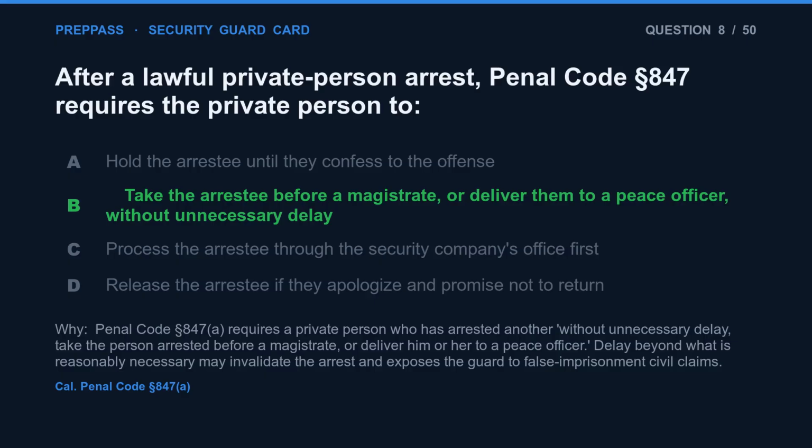The correct answer is B. Penal Code Section 847(a) requires a private person who has arrested another, without unnecessary delay, to take the person arrested before a magistrate, or deliver him or her to a peace officer. Delay beyond what is reasonably necessary may invalidate the arrest and exposes the guard to false imprisonment civil claims.